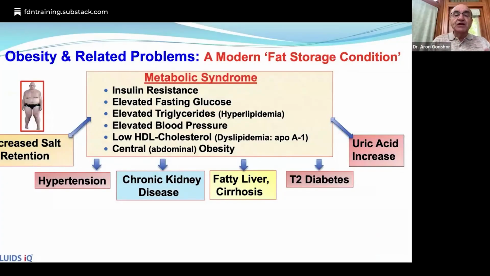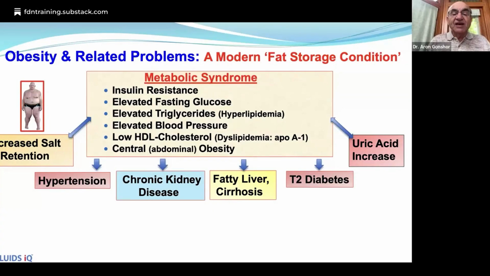All of this is really discussing the problem in modern societies throughout the world, and that is obesity. And it's called, in effect, a modern fat storage condition that has gone out of optimal and is now in an excess state. And what these people are suffering from is what is known as metabolic syndrome. And what is metabolic syndrome? It's insulin resistance, which we just discussed a moment ago. The cells become resistant to bringing glucose into the cells.